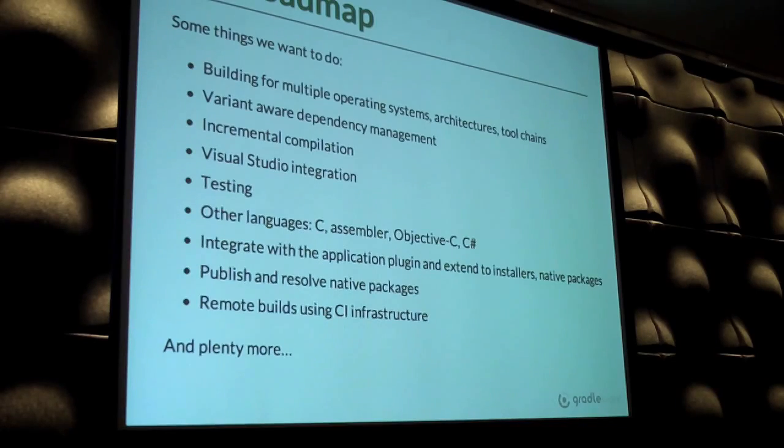So we want to sync those up so they share the same model underneath. You can build distributions from them, build installers, native packages. So you should be able to take your Java library and build an RPM for it. You should be able to take your native library and build an RPM for it. You should be able to take your Java application and build an OS X application bundle for it. You should be able to take your native application and do the same.